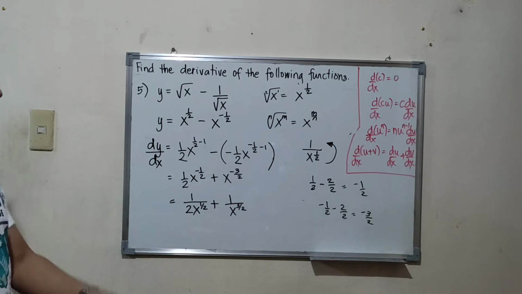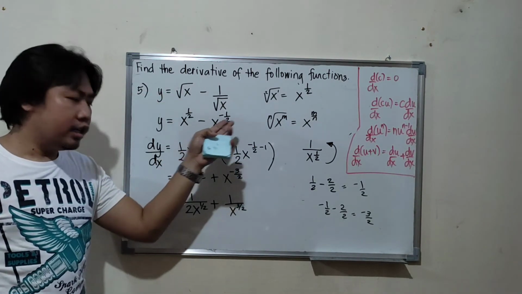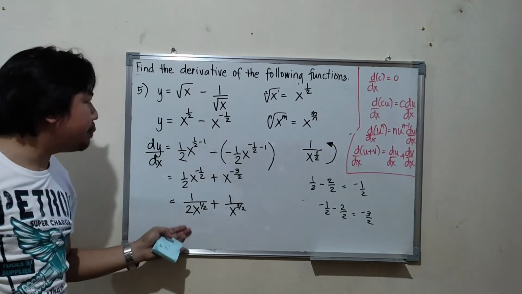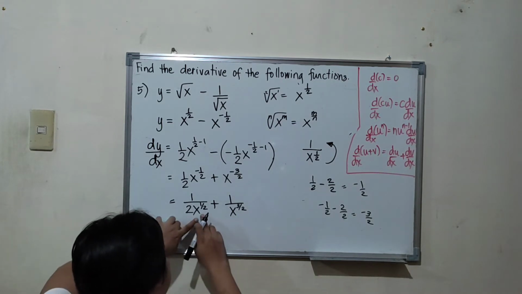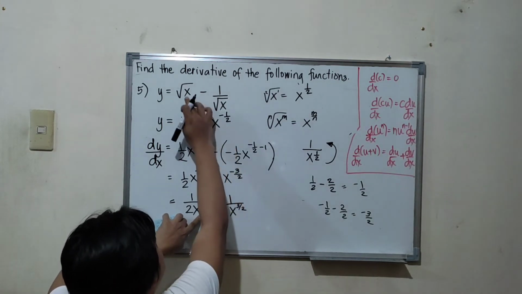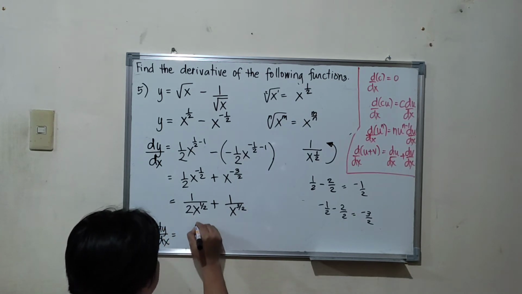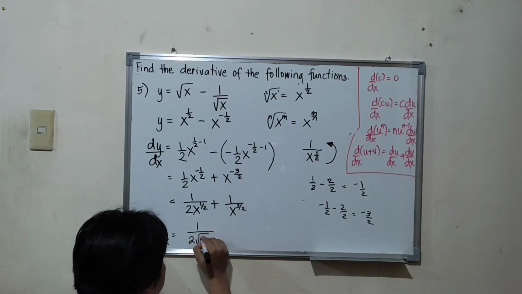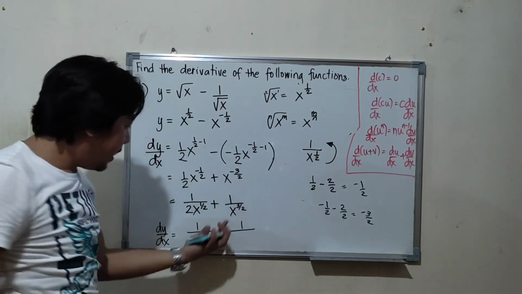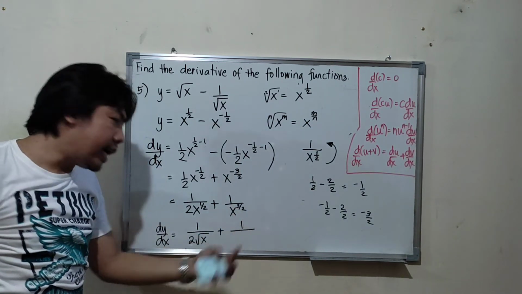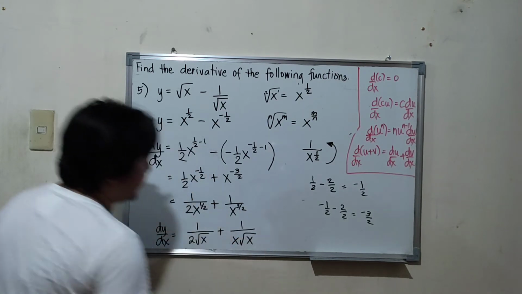Okay? So, since ang original equation natin is expressed as radical, so final answer must also be expressed in radical form. Okay, so therefore, isulat sa radical form, x raised to 1/2 is equal to square root of x. So we have derivative of y with respect to x is equal to 1 over 2 times square root of x plus 1 over x raised to 3 over 2. So that is equivalent to x times square root of x.